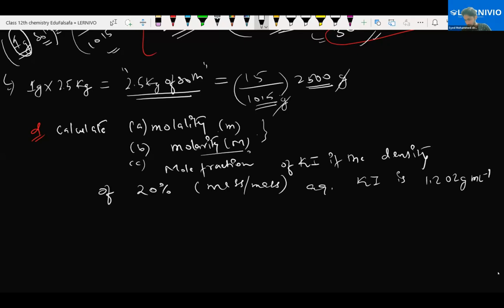Sir, can you repeat the question actually? I have taught you before in your previous classes about the relation between your W by W percentage and your density, and the third term is also there. So I am asking you about that third term. What is that third term? So is it W by V percentage? Correct. It is W by V percentage. So that means you are getting the things that I'm telling you.